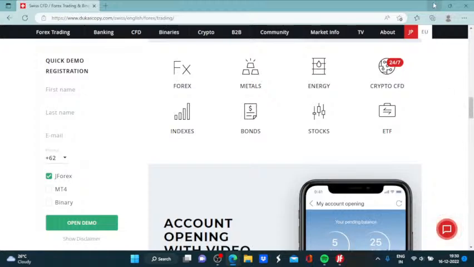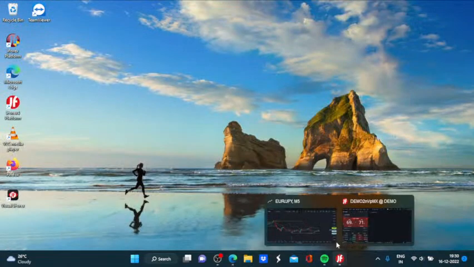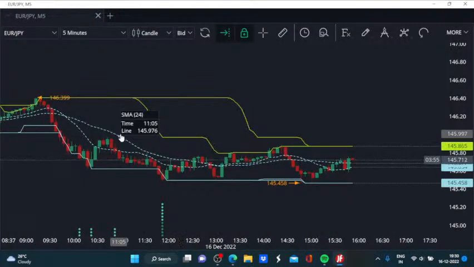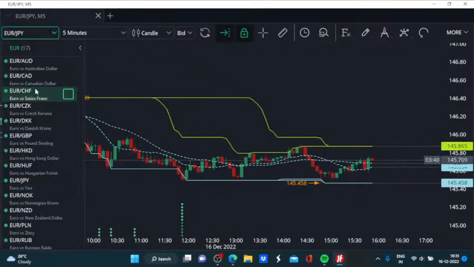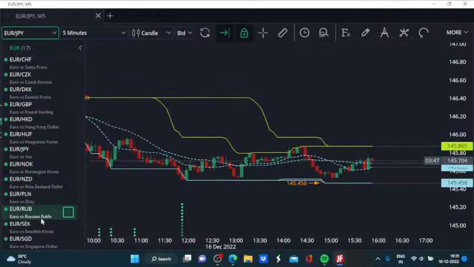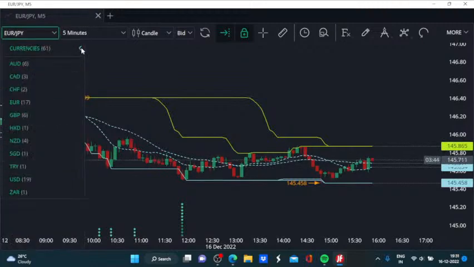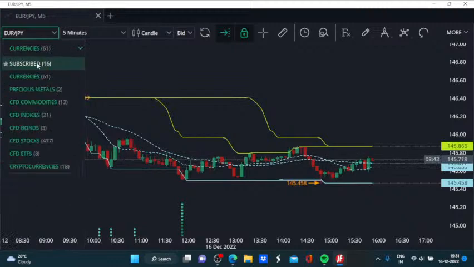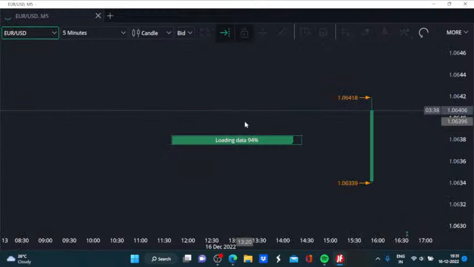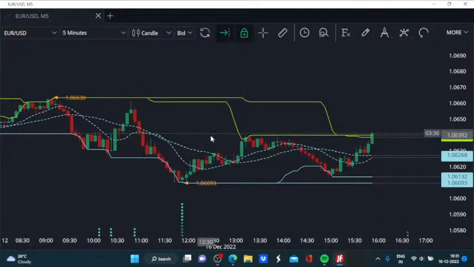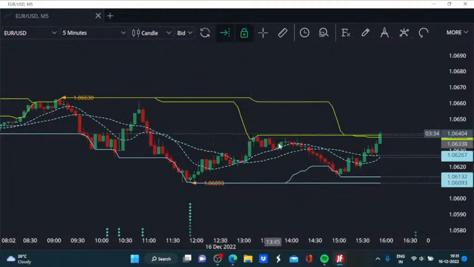So let us now head to the JForex 4, the newly released trading platform from the Dukascopy Bank SA. This is the Euro JPY chart, and as we mostly consider the USD crosses, I will change it. So here comes our most traded, the most liquid, and also with the least spread, the Euro USD.